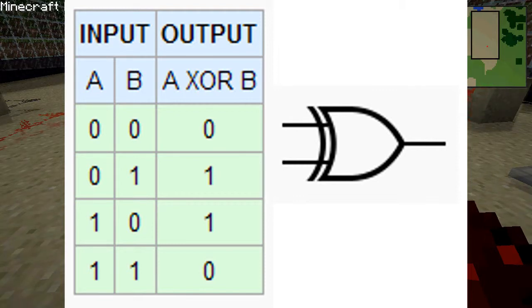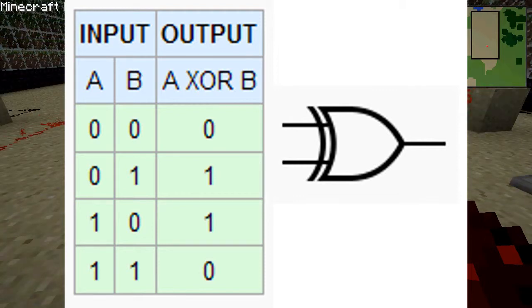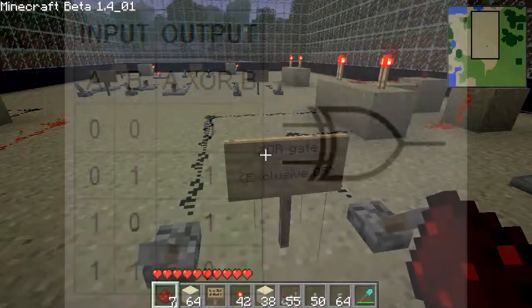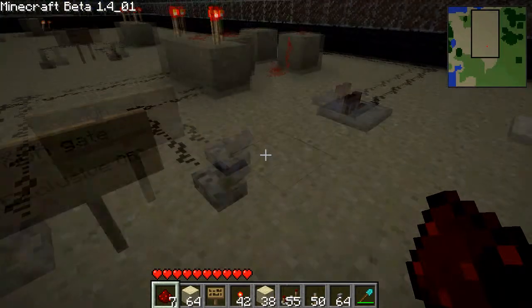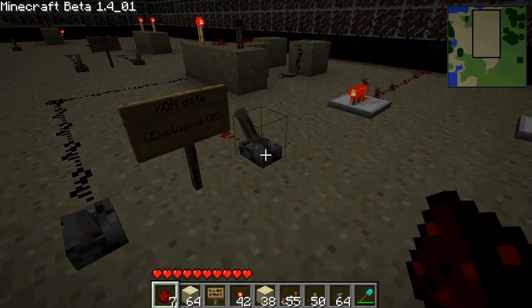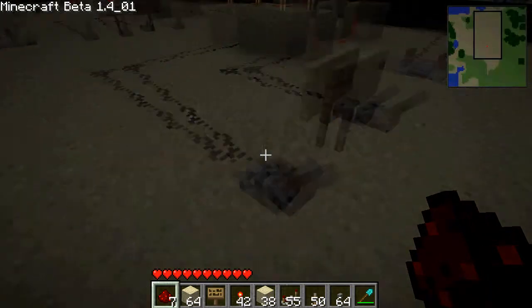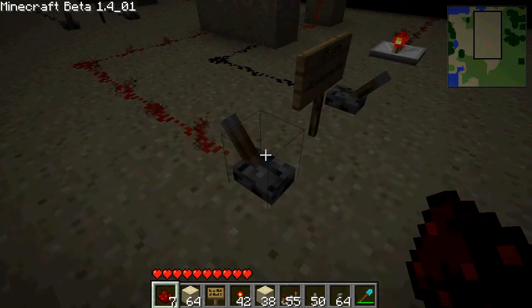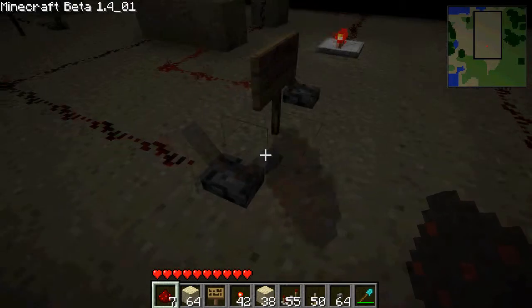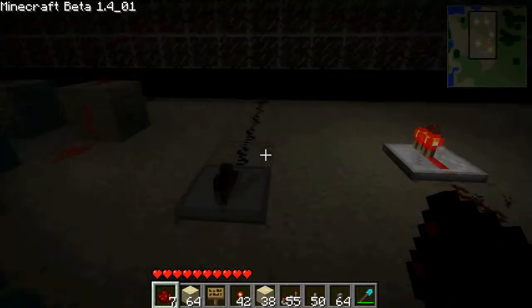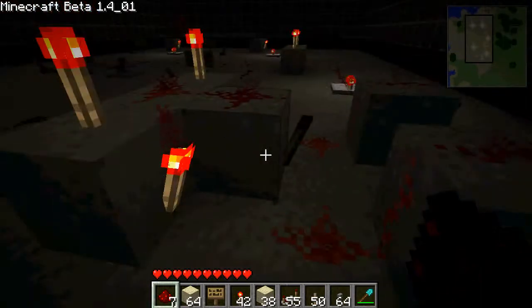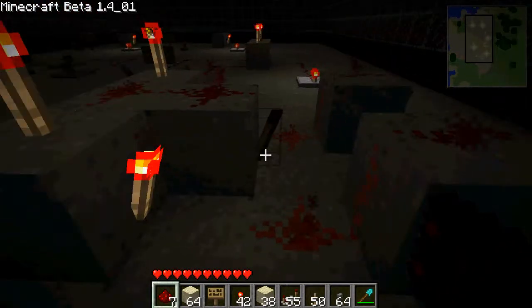Another way of looking at it is as a difference detector. The output will only be on if both inputs are different from each other. So let's play around with the switches and see if this actually does what it's supposed to. Yes, it does indeed. This is a rather complex gadget. 5 blocks, 7 torches, and some redstone circuitry.